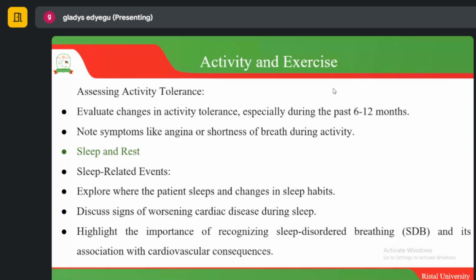Then explore where the patient sleeps and changes in sleep habits, which I've already tried to hint. Then discuss the signs of worsening cardiac disease during sleep. So when you're sleeping, how do you feel? Do you feel more pain, or does the pain get relieved? Or when you're sleeping, is there a particular side that you feel the pain is relieved more than the other, and so forth? Then this can help you direct the management and the advice that you're going to give to your patient.